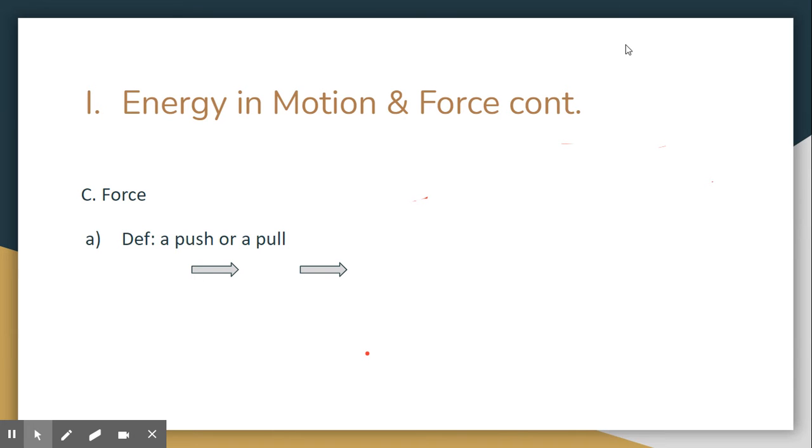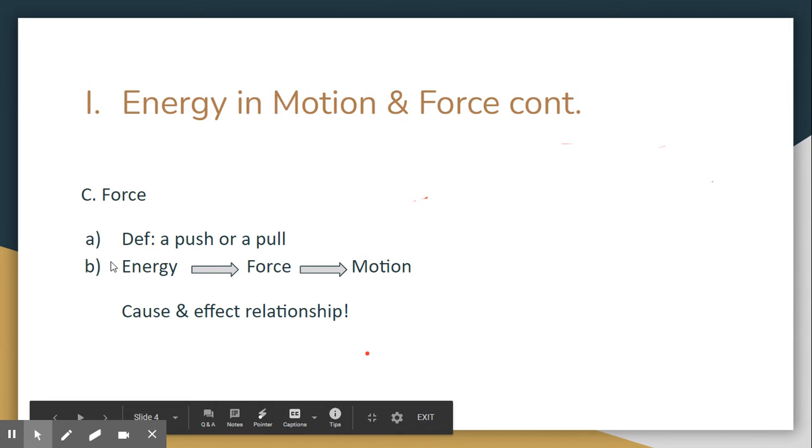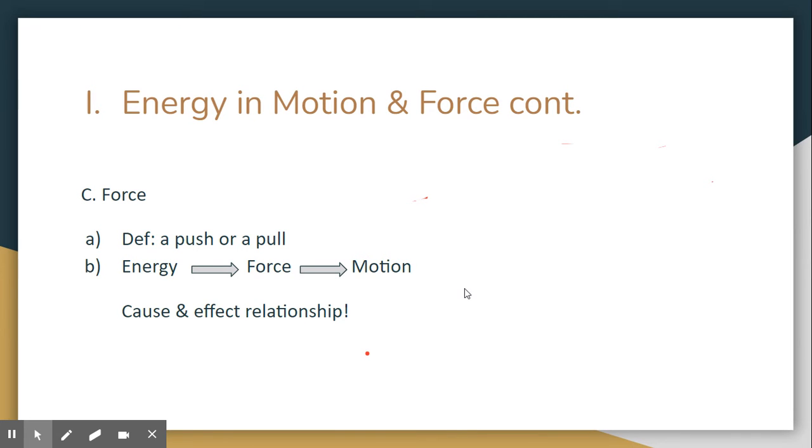So a force is defined as a push or a pull. Okay, and so we've got this cause and effect relationship. First we need to have energy. Energy can be in many different forms. Once we have that energy, we can apply a force that causes a motion. So this is a cause and effect relationship. We first have to have energy to cause a force to create a motion.